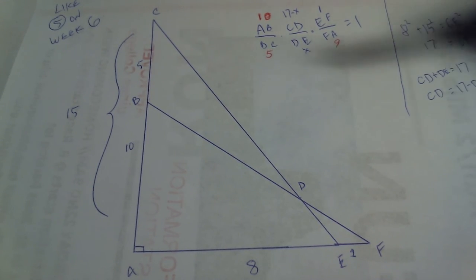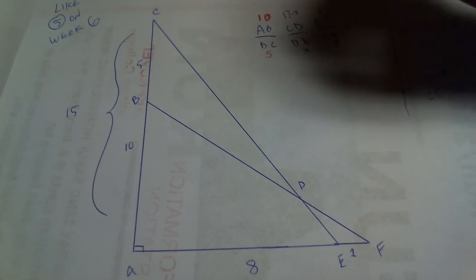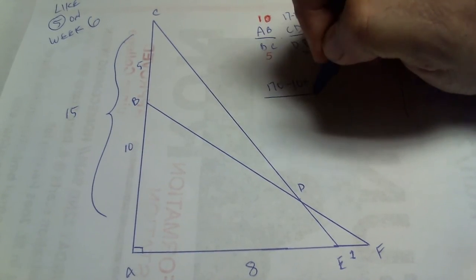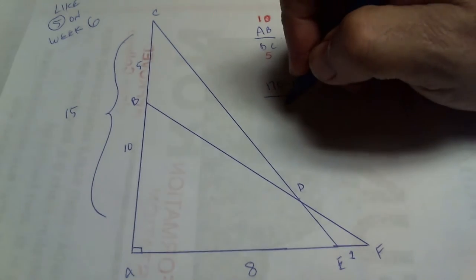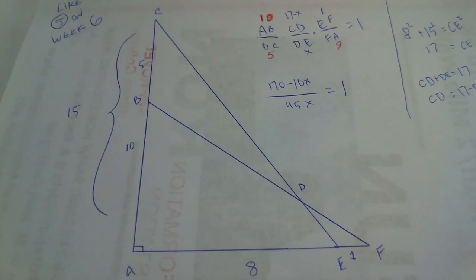Now I've got one. See, the problem didn't say, hey, use Pythagorean theorem. The problem didn't say use Menelaus theorem. No. But it's geometry class, so all these things are possible. So let's solve this. I'm going to multiply through the top. So it's just 10 times 17 minus x. That's 170 minus 10x. The downstairs is going to be 45x. And this is still equal to 1. What do we do now, Miss Red?